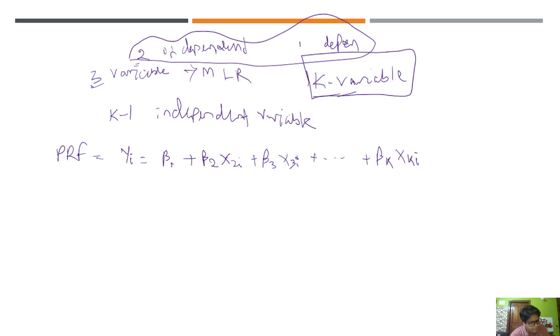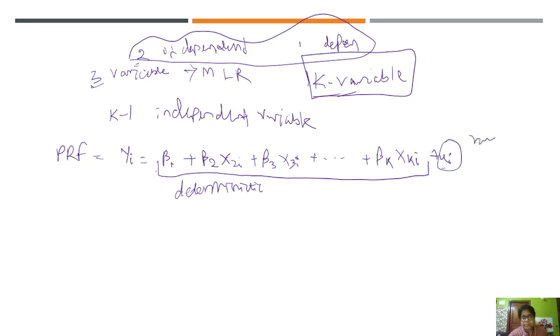Are you getting me? Plus there will be an error term. This ui is the disturbance term because it actually disturbs the stable relationship. What is that stable relationship? That is beta 1 till this part. This is the stable relationship, also known as the deterministic relation, and this ui is the random part. This is because maybe we have omitted some variables in this model, so their positive or negative impact will just average out in this ui. That is the net effect.